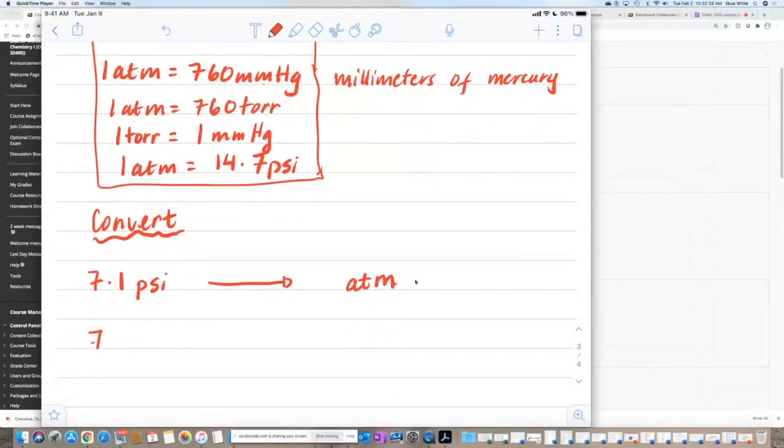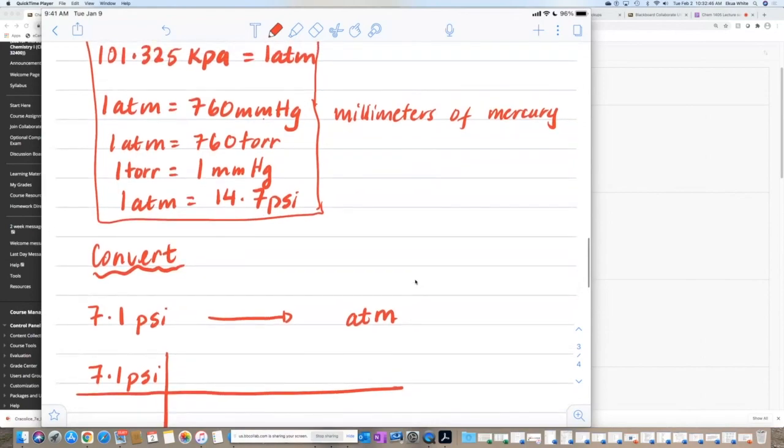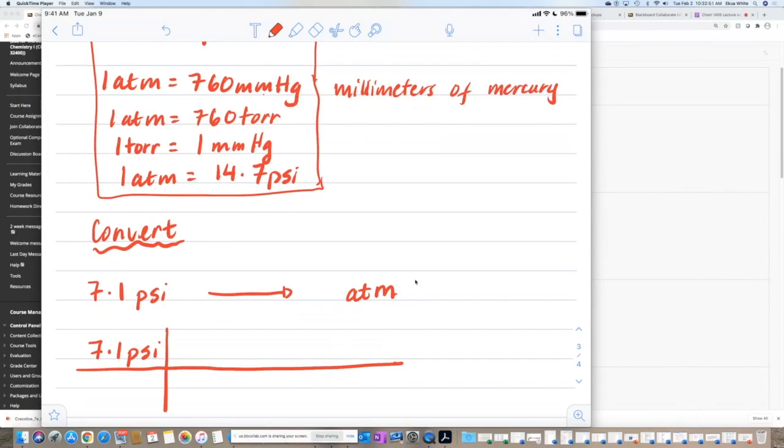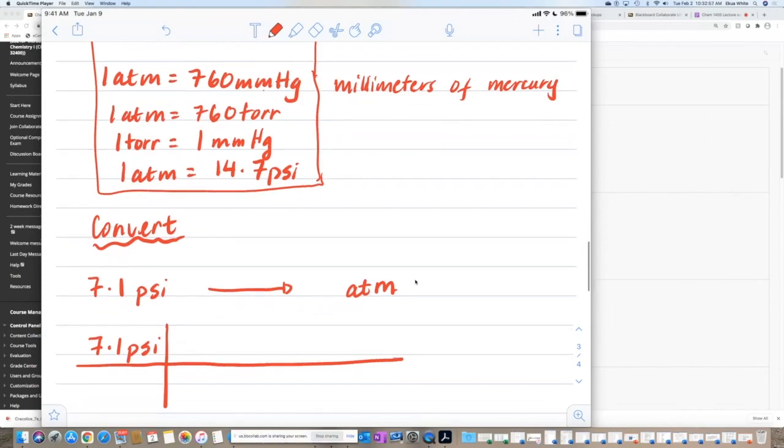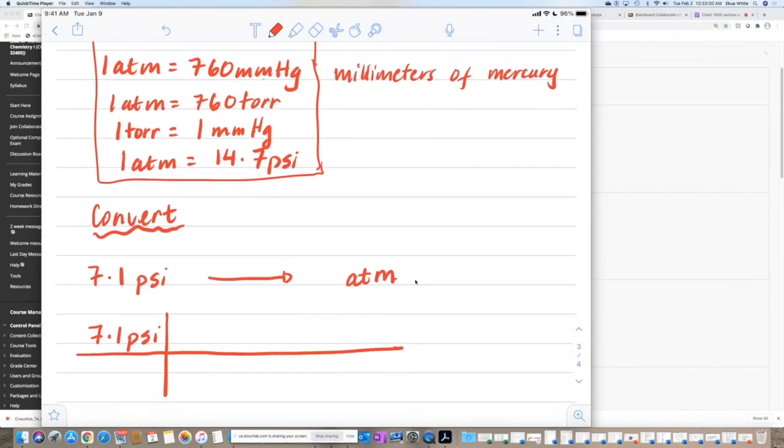I will set up my conversion brackets. 7.1 psi. As usual, look at the conversion list you have to pick from, right? Pick the one that has psi. So what conversion do I use that has psi in it? The last one, 1 atmosphere equals 14.7. So you want to put the 14.7 psi on the bottom and then 1 atmosphere on top, right?